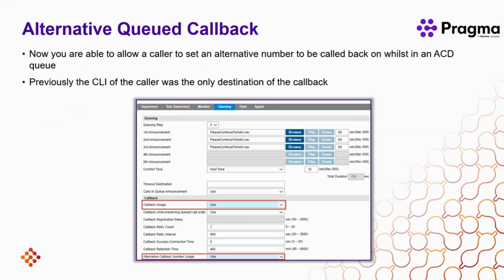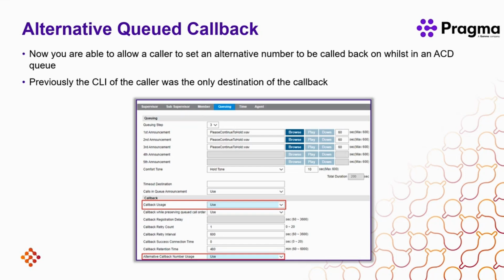Alternative queue callback. In the current version of Cloud, you can get a callback if you're in an ACD queue. You can press an option and receive a callback rather than wait in the queue. In the current version, you can only get a callback on the number you called in on, but in the new version 7, there's an option for an alternative callback.